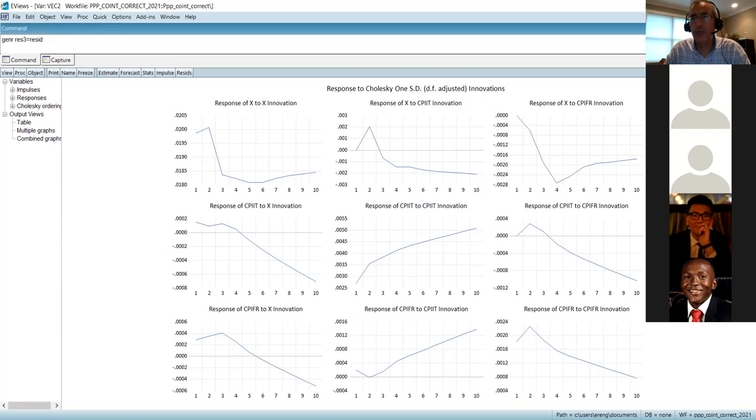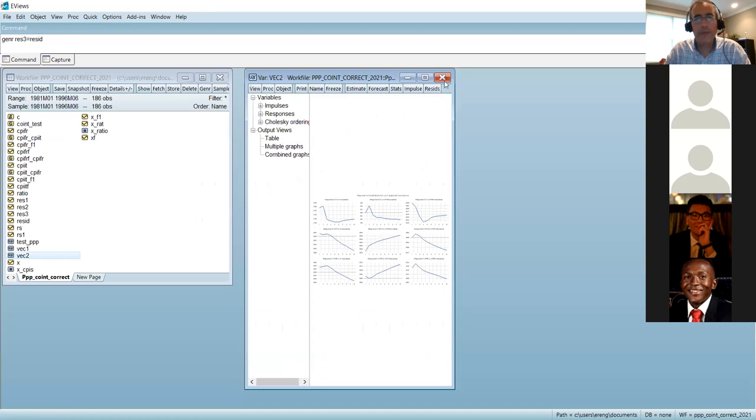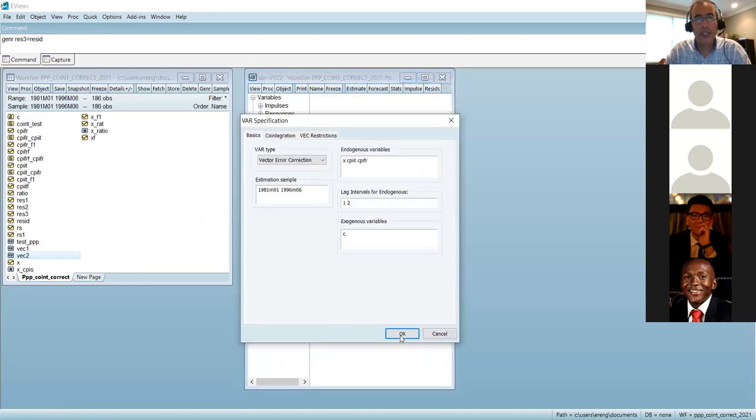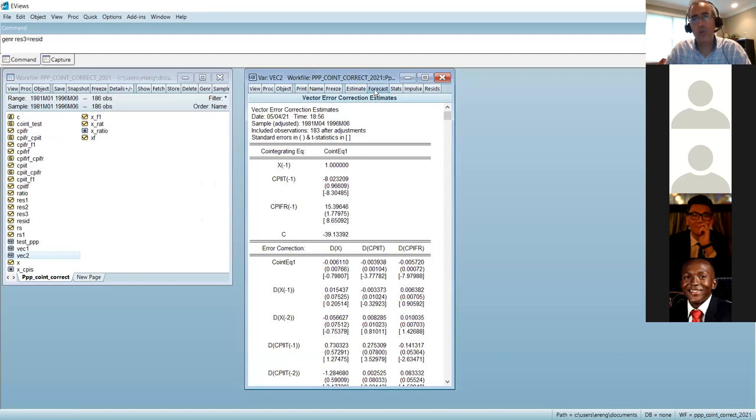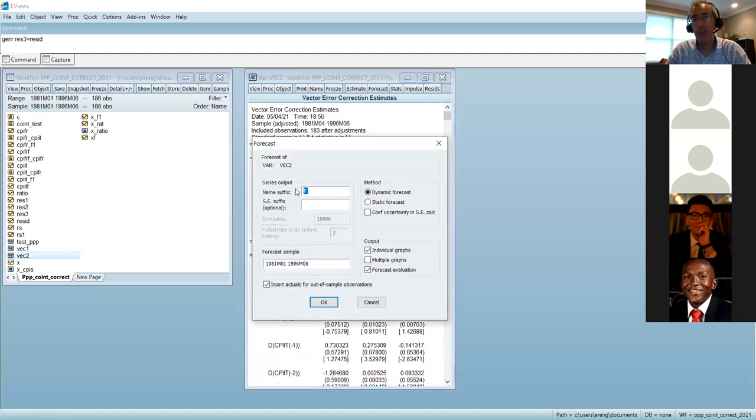Okay, what you can also do, okay, so let me estimate this again. What you can also do, of course, guys, is forecast. Okay, you simply change the name. If we can do forecast, for example, let's do the last 6 months, 9601 to 9606. And we can call this variable with a suffix F. So it's going to be the name of the variable, CPI Italy F, CPI France F, et cetera.